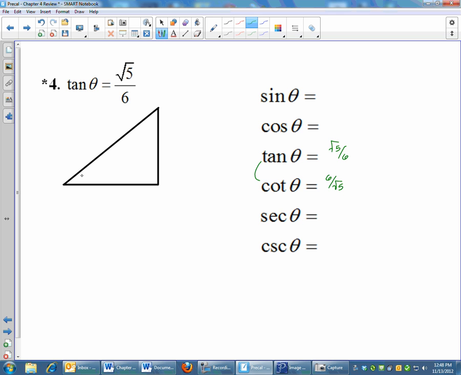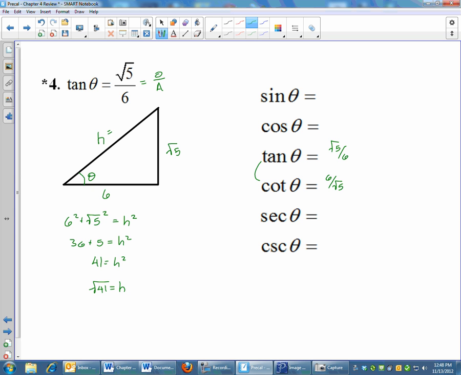I'll pick some angle to be theta. I'll put theta right here. And tangent is opposite over adjacent, so root 5 over 6. And then we need to find the hypotenuse. So 6 squared plus root 5 squared equals my hypotenuse squared. 36, square root of 5 squared is 5. 41 is h squared, which h ends up being the square root of 41.